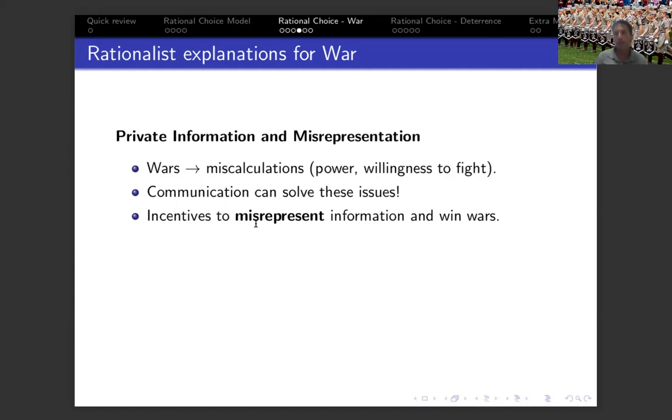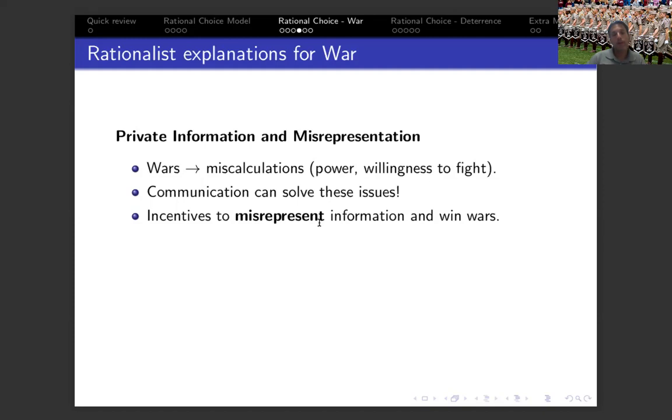Couple of examples for what can be viewed as private information. Now, from a pure rational perspective, only this third option, the incentive to misrepresent information, is rational, is the only one that's logical, because actors have different levels of information, so it makes sense that they will have different assessments of the likelihood of victory.